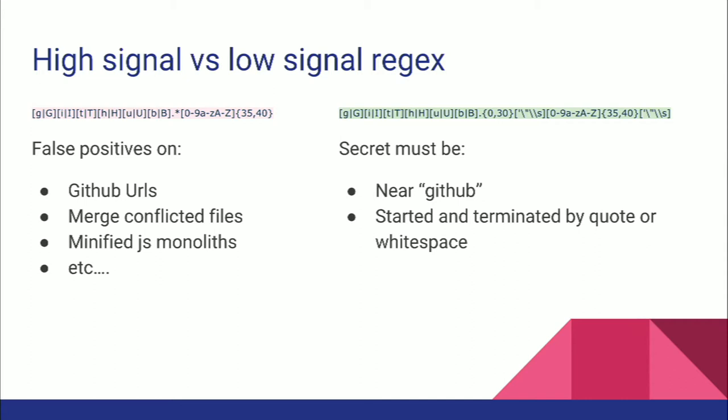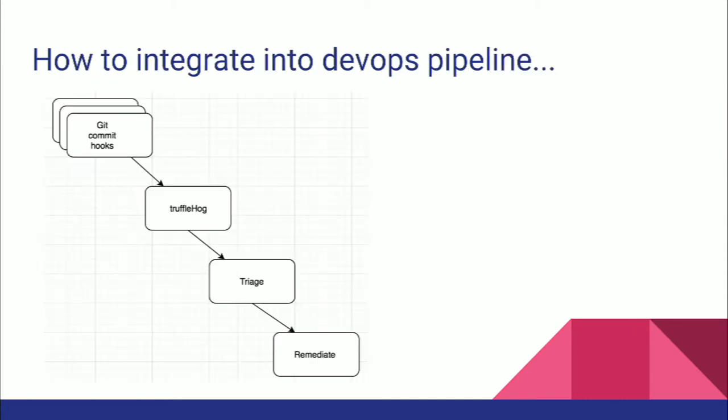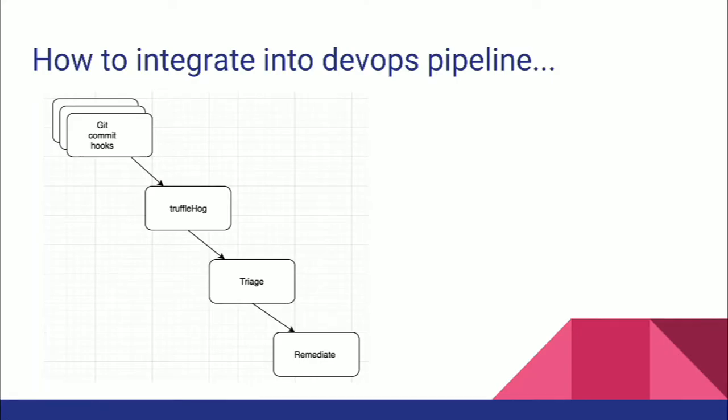So what I ended up doing for this particular one is, if the string GitHub shows up, in the next 0 to 30 characters, if a quote or a white space shows up, followed by the right character set and the right length, terminated again by a quote or a white space, then alert me. So I'm really doing the best I can here to make sure that the rules that I introduce are as high signal as possible, so that these can be given directly to developers and we don't have a mountain of false positives. So when you hook all of that up, this is the model in my head of what that looks like, and I've implemented this a couple of times.